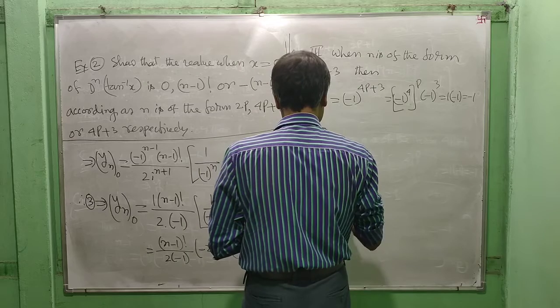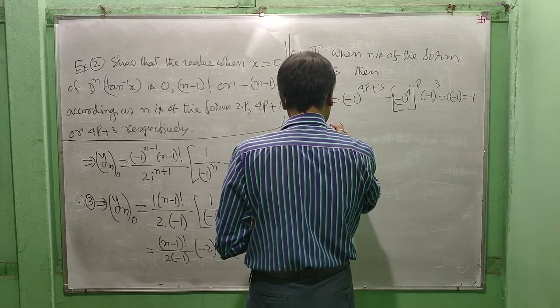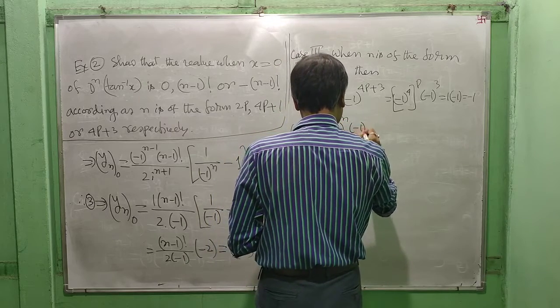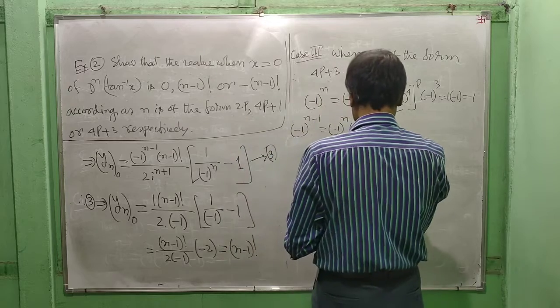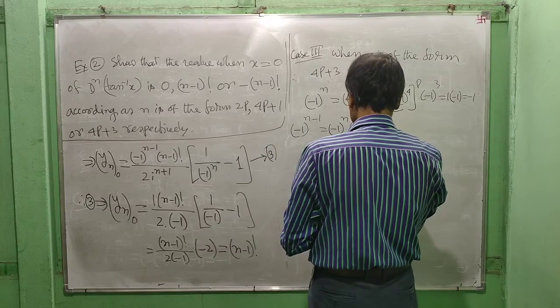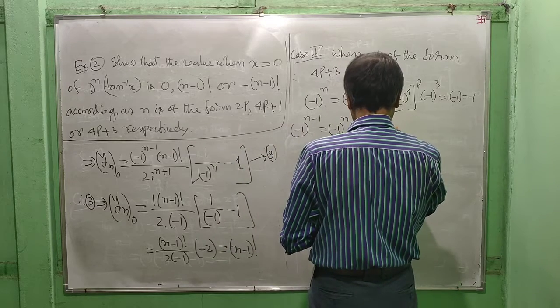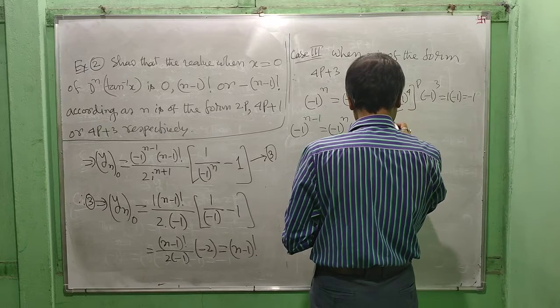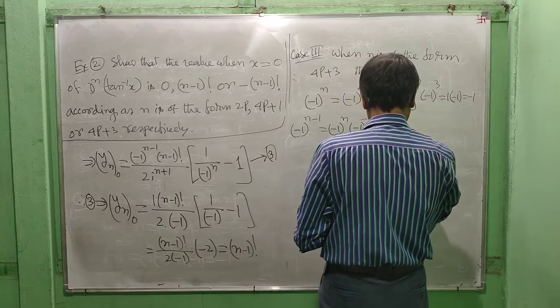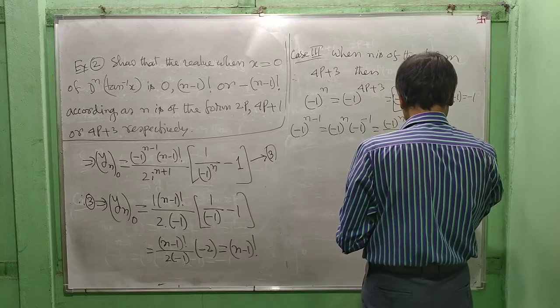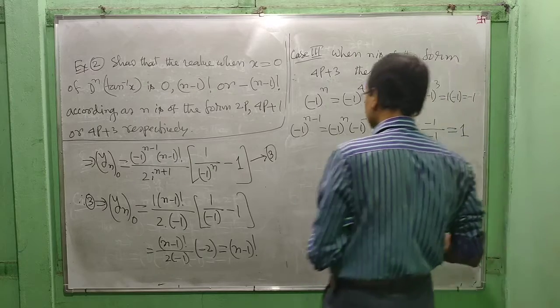This is equal to minus 1 whole to the power n, minus 1 whole to the power minus 1. This is equal to minus 1 whole to the power n divided by minus 1. This is equal to minus 1 divided by minus 1, equal to 1.